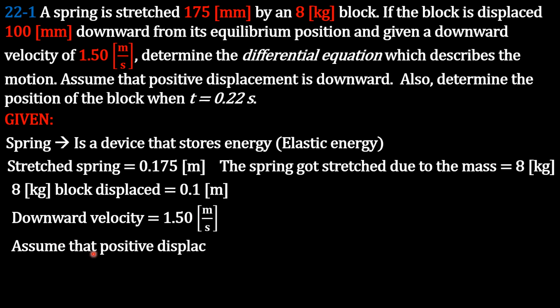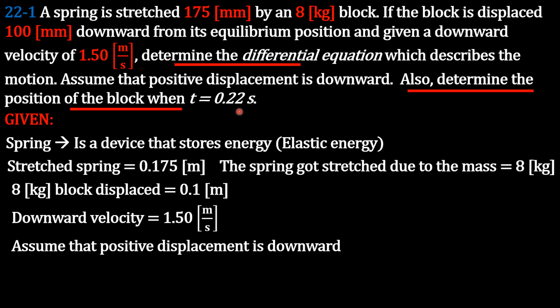Here we assume that the positive displacement is downward. So we're asked to determine the differential equation that represents this motion with the given information. And when we find the differential equation, we want to determine the position of the block at time equals 0.22 second.